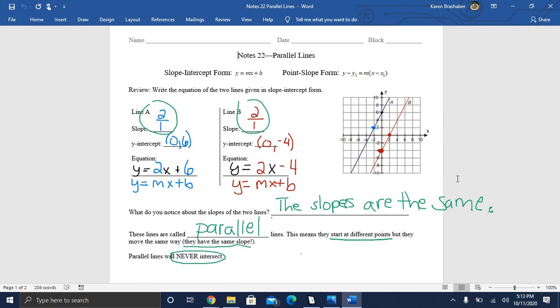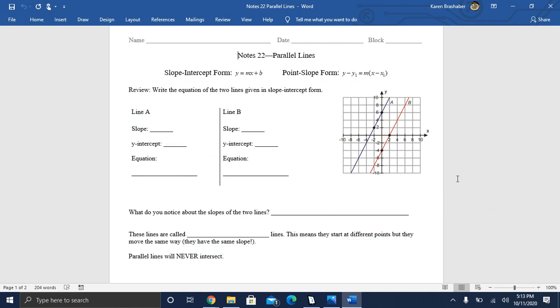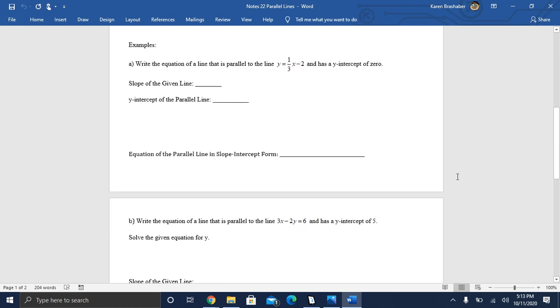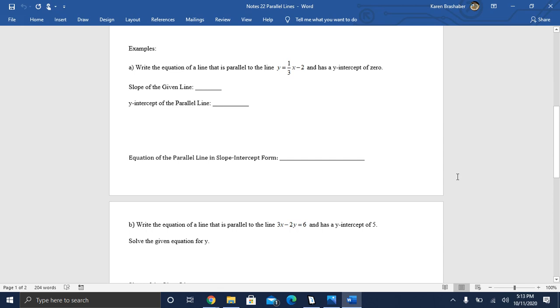As we move on to the next part, we're going to be using two of the formulas that we introduced earlier. One is slope-intercept form, y equals mx plus b, and we'll also be using the point-slope form, y minus y1 equals m times x minus x1. So I'll move us on to our next example. And for that example, we're being asked to write the equation of a line that is parallel to the line y equals 1/3 x minus 2 and has a y-intercept of 0.